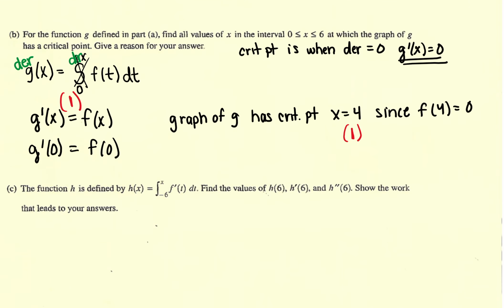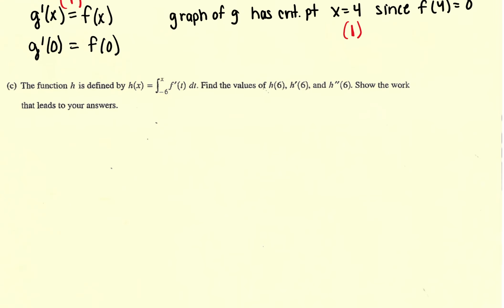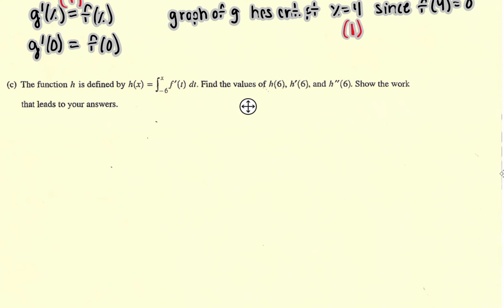Okay, let's take a look at part C. Now we're given a function h. h is defined by this right here. And we're asked to find h of 6, h prime of 6, and h double prime of 6, and show the work that leads to our answers.